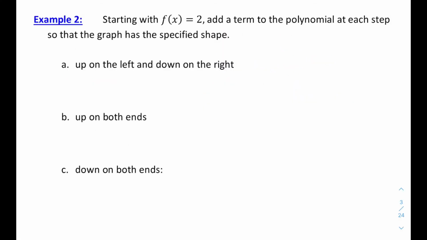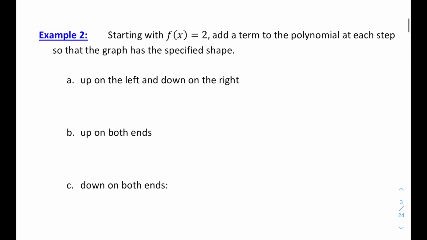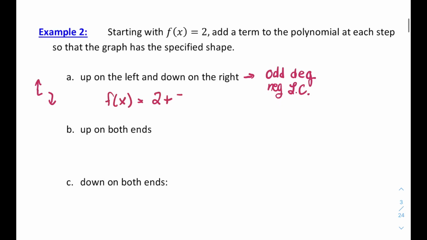We are going to start with a simple polynomial and change it up so that it meets some shape requirements. So I'm going to take this function that represents a horizontal line and change up its shape by adding another term to it so that it goes up on the left and down on the right. So that means it's got to be odd degree, and it will have to have a negative leading coefficient. So whatever term I add to this is going to have to be an odd degree term with a negative leading coefficient. So let's start with adding -3x to the third. There are an infinite number of options, but that's what I picked.